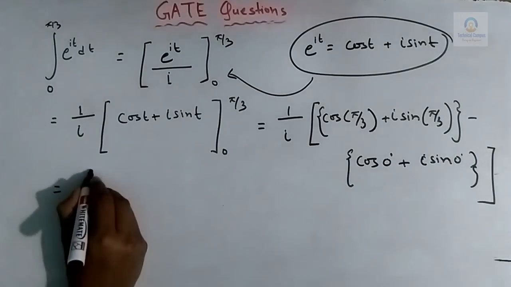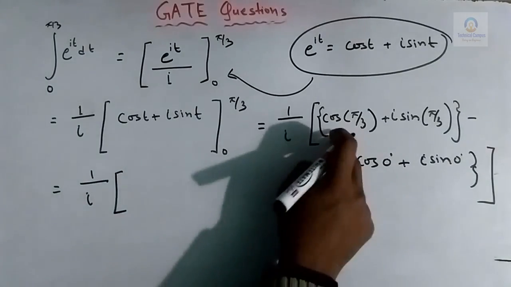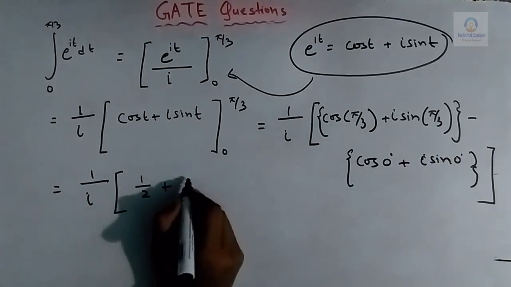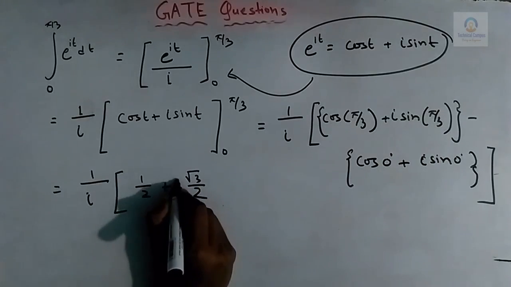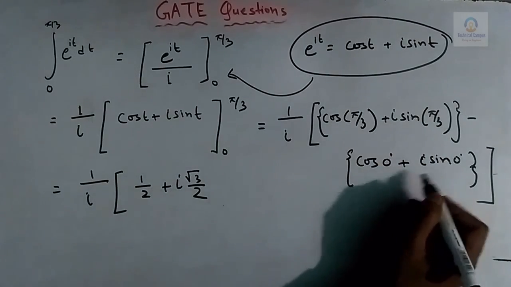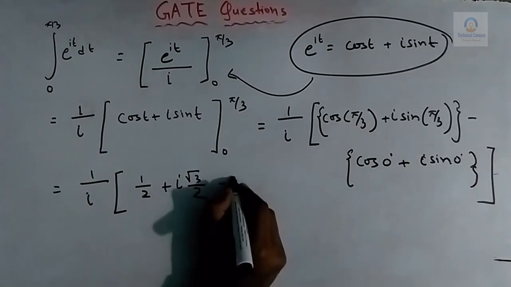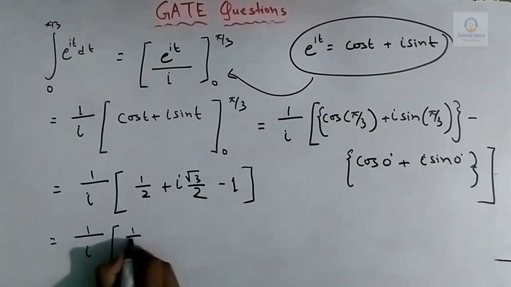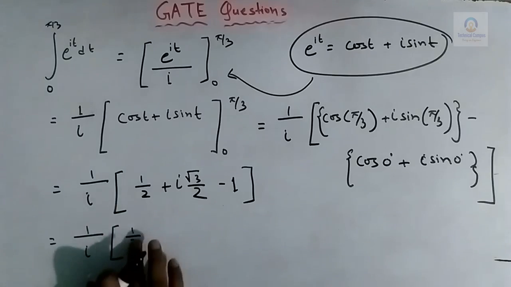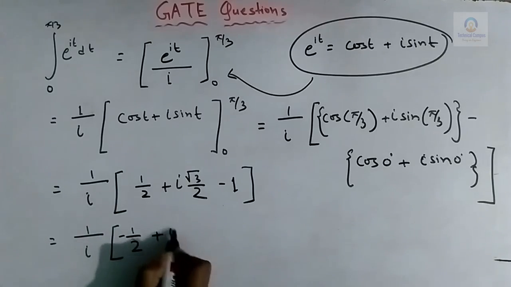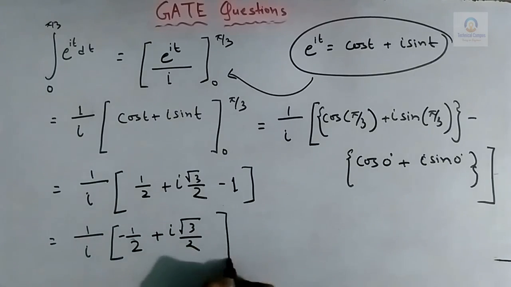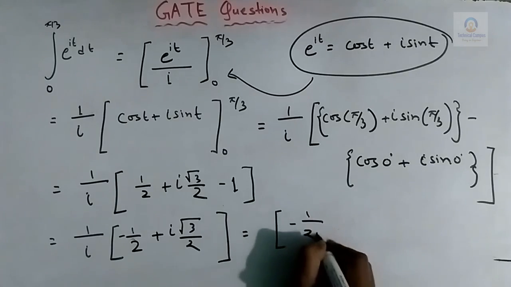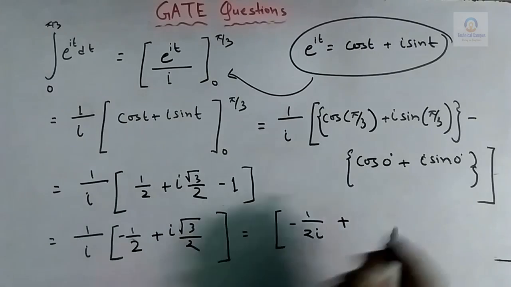So this value will be 1 by i into, this value is 1 by 2 plus the value of sin pi by 3 is root 3 by 2, and multiplied with i, the value of sin 0 is 0 and cos 0 is 1, so it will be minus 1. Now 1 by i into half, so minus 1 plus half, so it will be minus half, plus i into root 3 by 2. Now we can write it as minus 1 by 2i plus, this i will be cancelled, root 3 by 2.